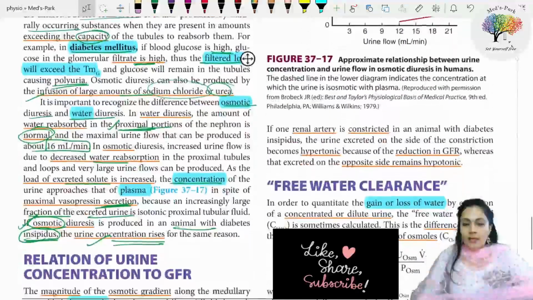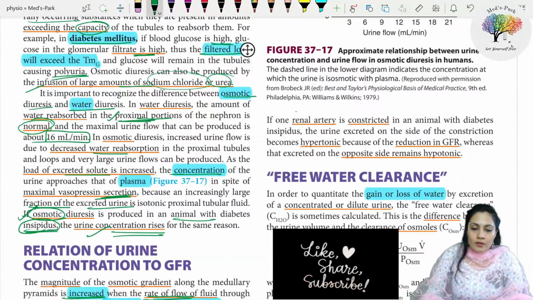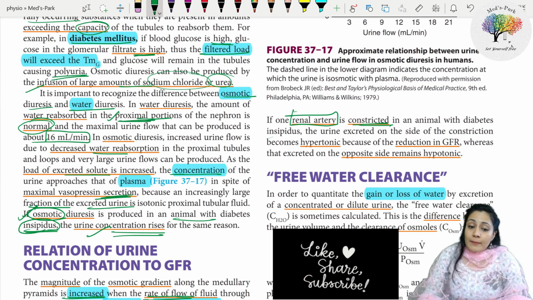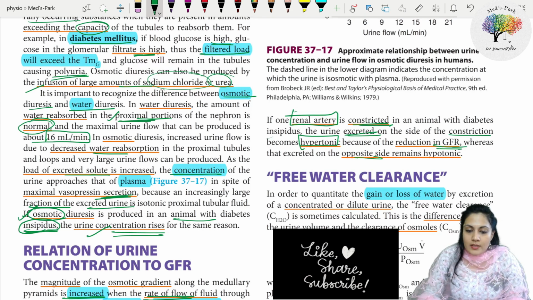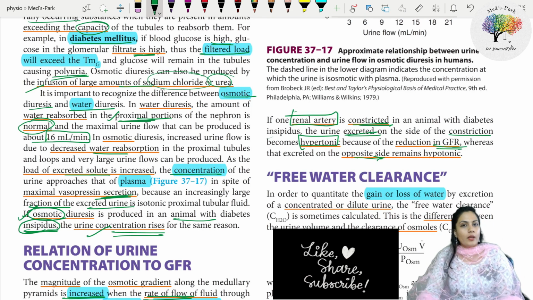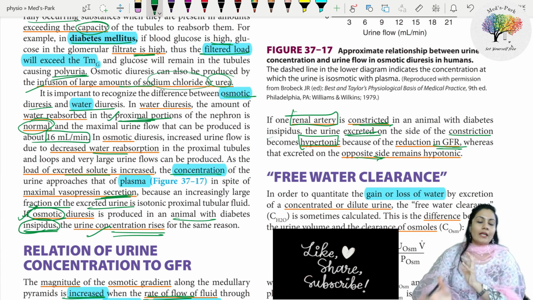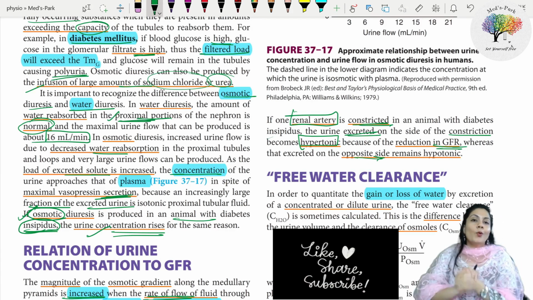How is this going to be useful for us? If the renal artery is constricted in the animal with diabetes insipidus, the urine excreted on the side of constriction becomes hypertonic, because of the reduction in the GFR, whereas that excreted on the opposite side remains hypotonic. Okay, so that's how we can use this information for our own benefit.